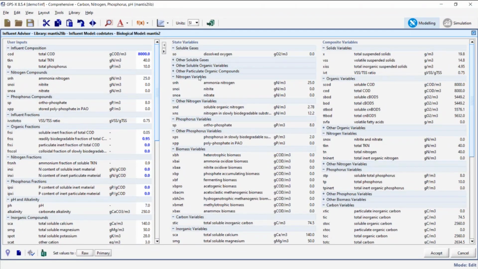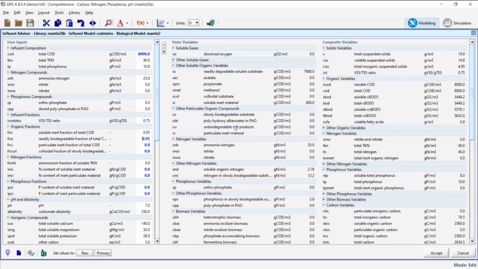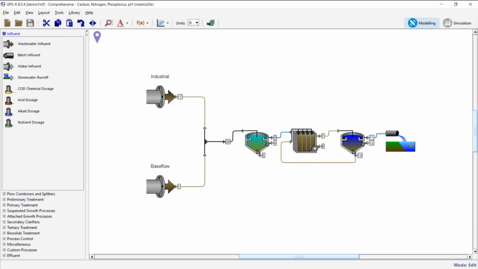If you really want to see where all of that COD is going in terms of state variables, you can open up these other soluble organic and particulate compounds here. We can see that basically 95% of this 8,000 is going into readily biodegradable substrate. That is very likely a good way to put it for a very biodegradable food waste coming into your facility. So that's just pointing out the various parameters that you should keep in mind when you're setting that up.